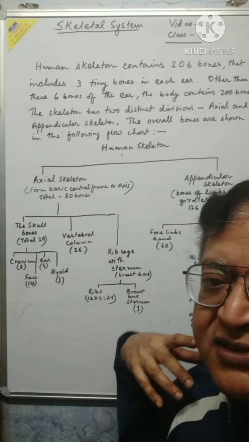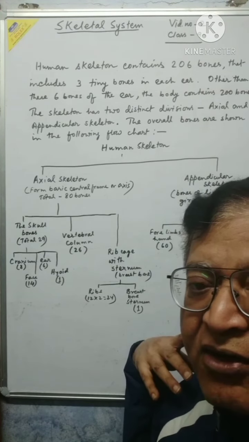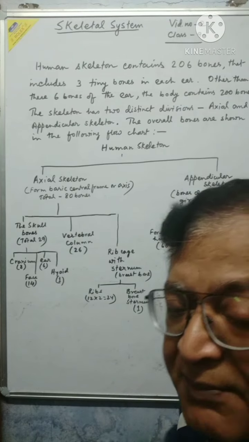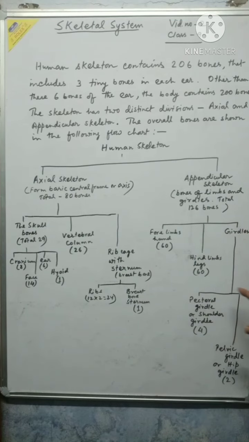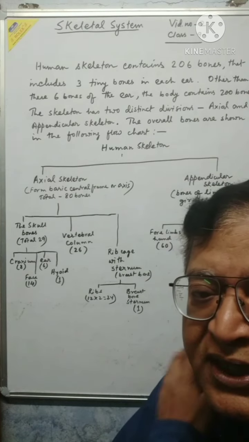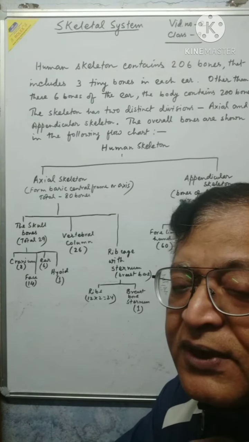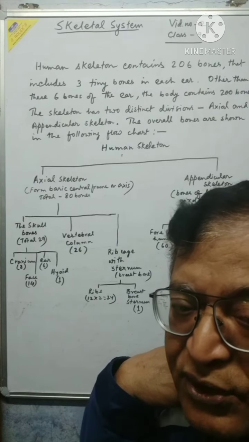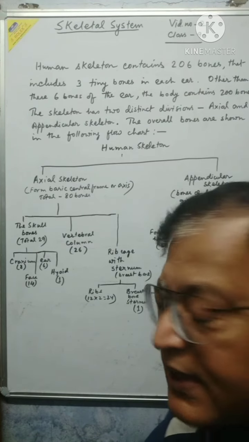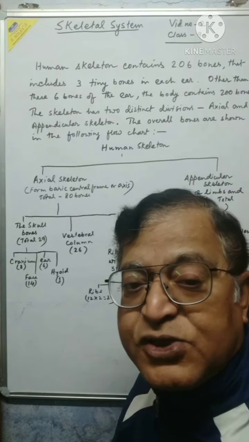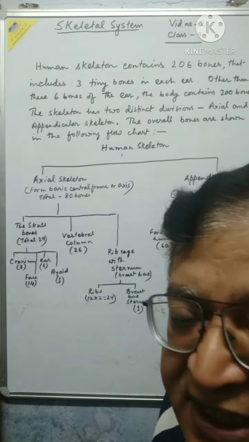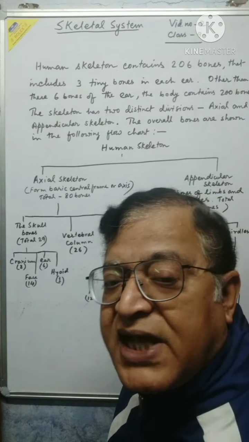And girdles, that is the shoulder girdle, technically called the pectoral girdle, and the pelvic girdle, commonly called the hip girdle, have bones. Pectoral girdle, shoulder girdle, there are 4 bones. 2 on the right shoulder, 2 on the left shoulder. The collarbone and the scapula, that is the shoulder blade, together form the girdle. So 2 plus 2, 4. And the pelvic girdle or hip girdle, very interestingly, forms only 2 bones. That means 1 bone on one side. Right side, only 1 bone. Left side, only 1 bone.